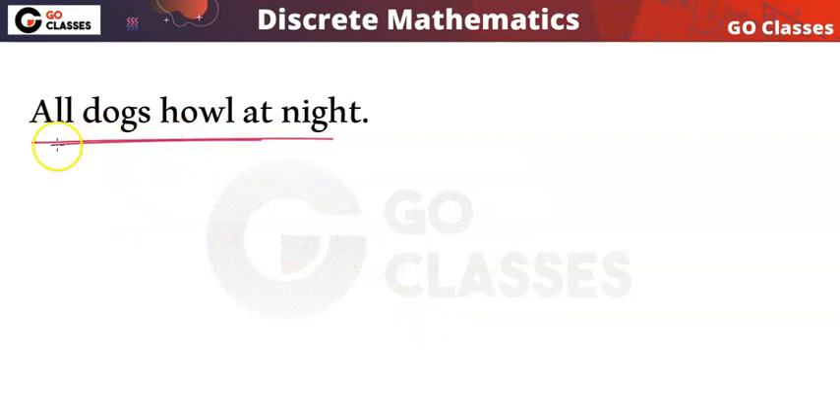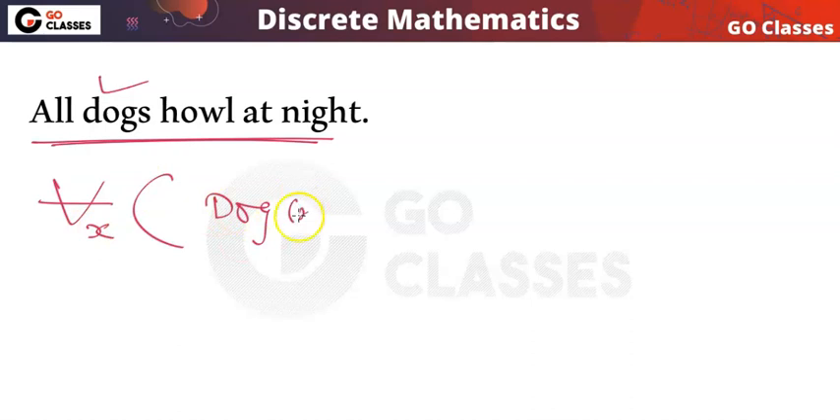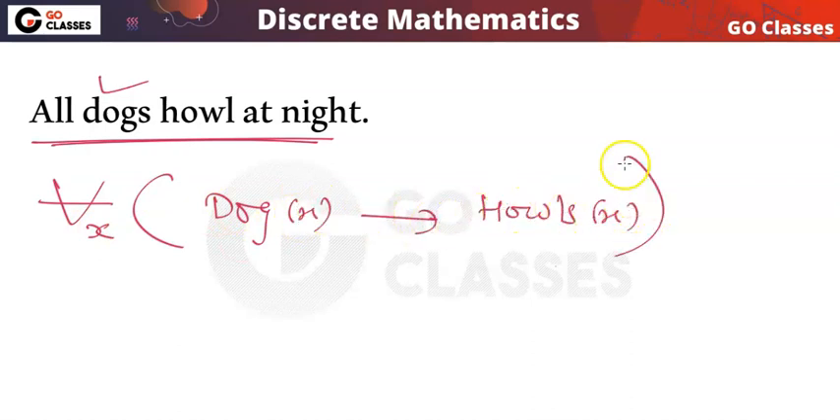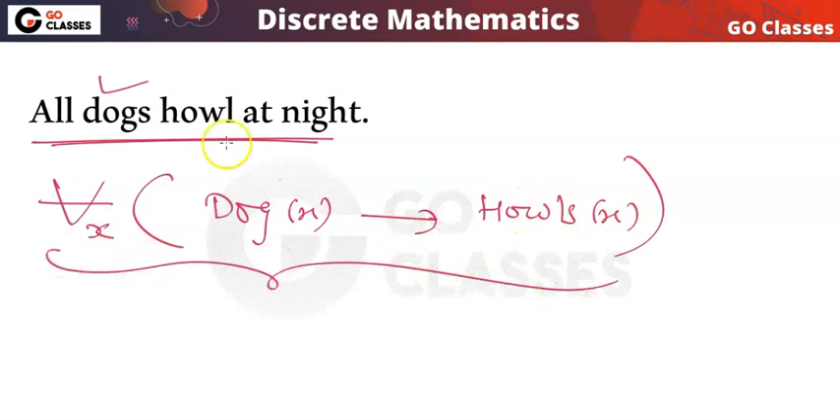All dogs howl at night. So this is very simple. All dogs howl at night means for all x we are saying that if it is dog, then it howls at night. So this is very simple. All dogs howl at night means for all x, if it is dog, then it howls. Means all dogs howl at night.